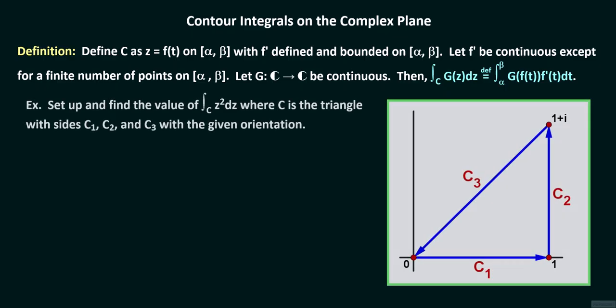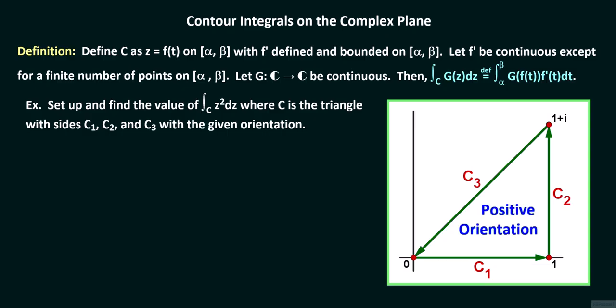As an example, we set up and find the value of the contour integral of z squared along the contour C that is given by the triangle with sides c sub 1, c sub 2, and c sub 3, and with a given orientation or direction as indicated by the arrows. C sub 1 is the line segment from 0 to 1. C sub 2 is the line segment from 1 to 1 plus i. And C sub 3 is the line segment from 1 plus i back to 0. We say that C is oriented counterclockwise. To be more precise, we also say that C is oriented positively.